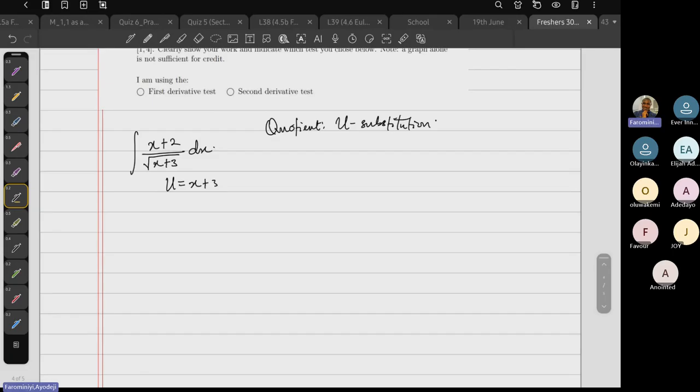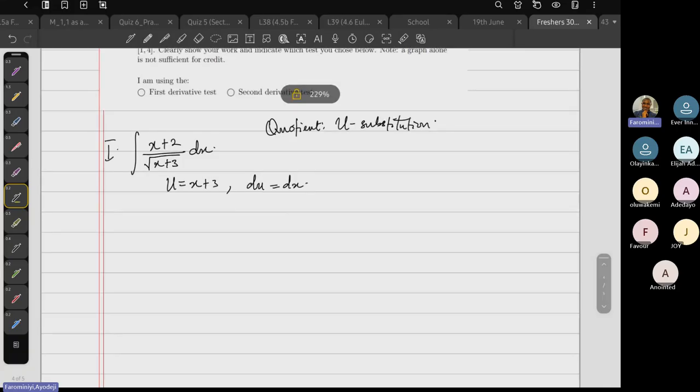The idea of u substitution is to identify the u, and the next thing, get an expression for du. In this case, du is 1 dx, so it means du is equal to dx. Then we want to rewrite the whole expression in terms of u. So if this is the original integrand, this will be over square root of u, then dx is now du.